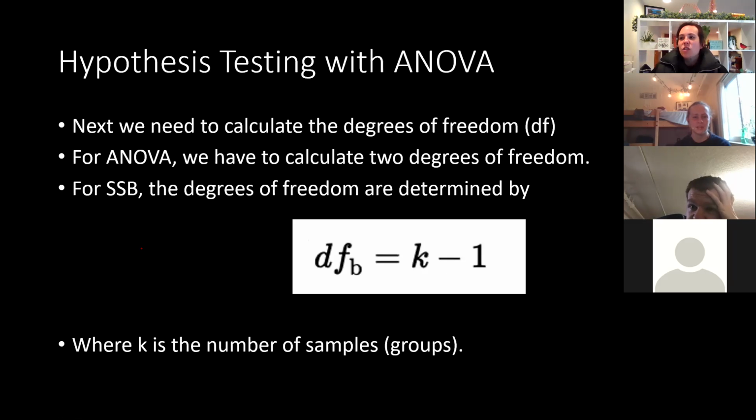All right. So as if we thought we were done, we are not. We need to calculate the degrees of freedom. Here we are again with degrees of freedom. For ANOVA, we have to calculate 2 separate degrees of freedom, because again, we're doing a 2 by 2 or 2 by 3. We have to see what it is. For the sums of squares between, the degrees of freedom, B is for between, are determined by K, the number of samples, minus 1. So in our example, what would that be?